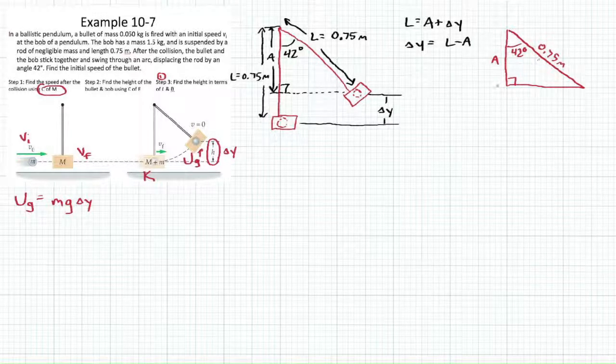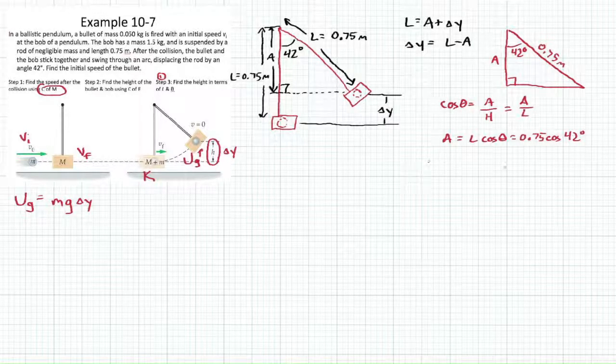So we want to solve for A. Well, we can use a cosine. Cosine of an angle is going to be the adjacent over the hypotenuse. So we've been calling the hypotenuse L. So if you want to call it that, adjacent over L. Well, if we want to solve for A, we simply say that A is L times the cosine of that angle theta, or really 0.75 times the cosine of 42 degrees. And that'll give us A.